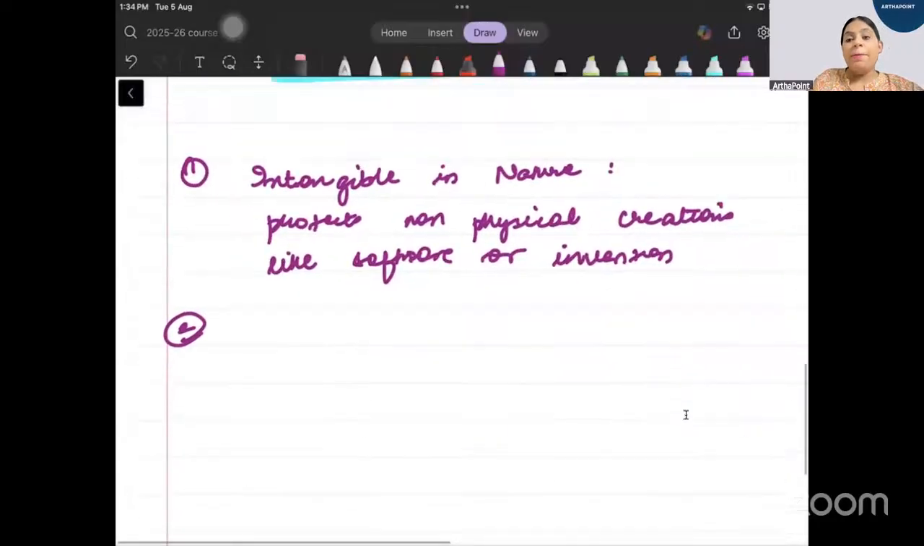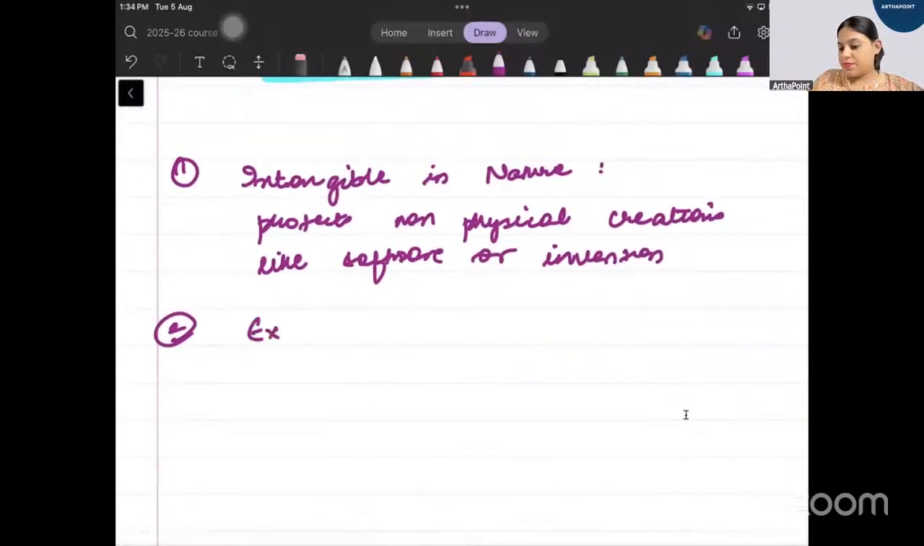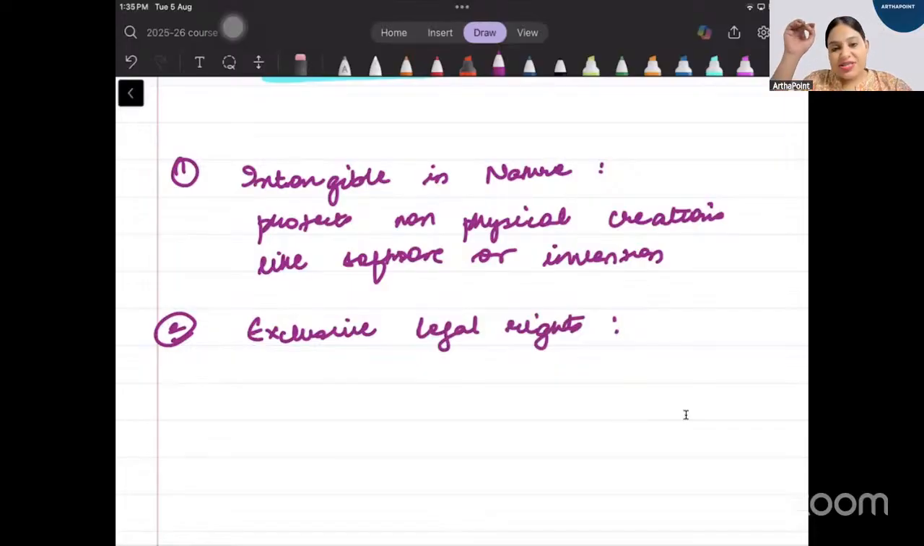Second, beta, exclusive legal rights. तो जिसने भी बनाया है, whatever whoever individual has created the product, right, created that idea, created that poem, उसके ऊपर monopoly है to use it, to produce it, to sell it, to do whatever they want, to license it, right? So it is giving them a monopoly to do whatever they want to do with that idea, right?